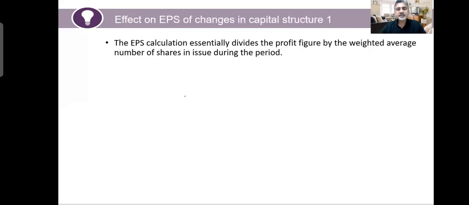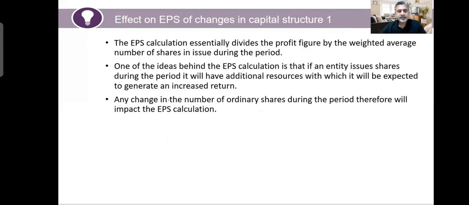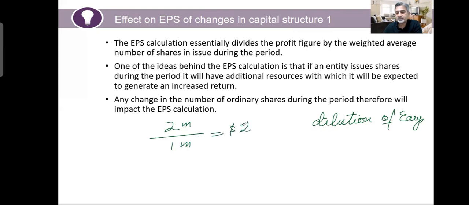The EPS calculation essentially divides the profit figure by the weighted average number of shares in issue during the period. Any change in the number of ordinary shares during the period, therefore, will impact the EPS calculation. Of course, if you issue new shares, there is a word which you call dilution, and that is the word coming in for diluted EPS as well. Dilution of earnings means that when you had your 2 million profit and you had 1 million shares, your EPS was $2. If you now decide to issue more shares, your EPS will go down, and that is what you call dilution of earnings. Earnings have been diluted.